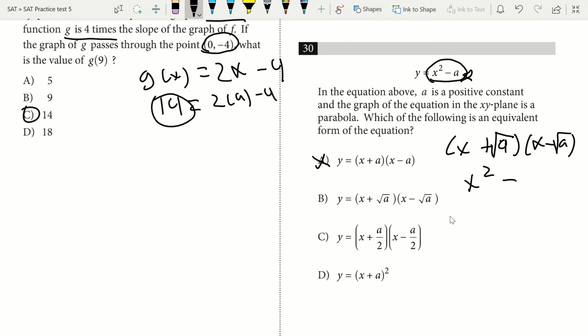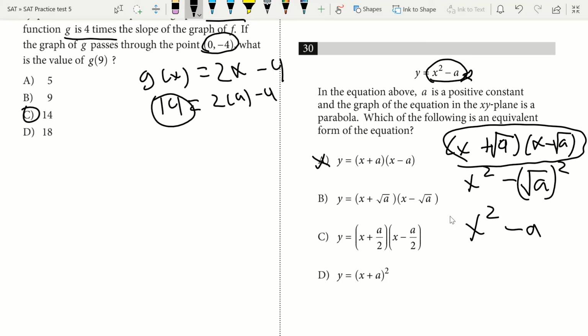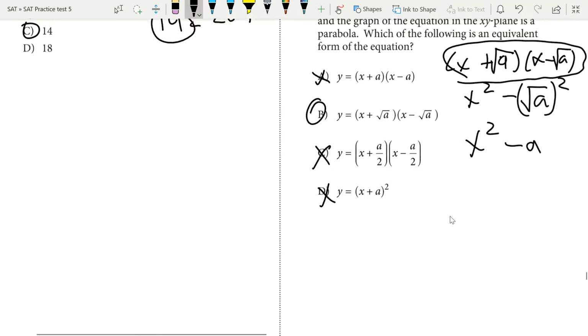x squared minus my root A times root A, right? Root A times root A is the same as root A squared. So then I get x squared minus A. So we can see our equation then will be x plus the square root of A times x minus the square root of A, right? Difference of perfect squares. All right, now we got question 31.